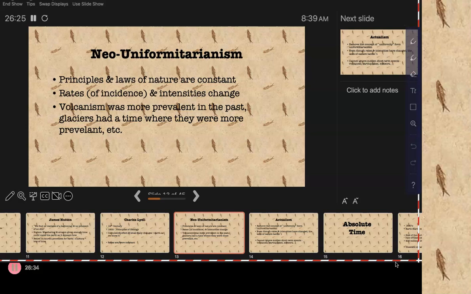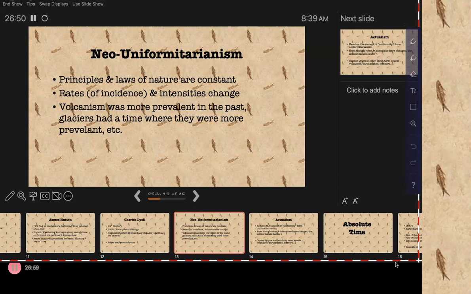Neo-uniformitarianism addresses the rates. Because things haven't always been constant. There was a time when we got hit by a lot more asteroids and meteorites than we currently do. It was called the period of heavy bombardment. And I talked about that.